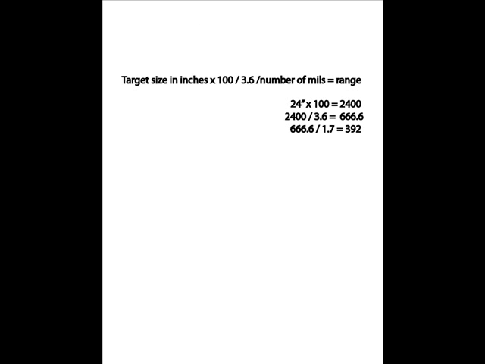At the top of your chart, you're going to notice this formula. Target size in inches times 100 divided by 3.6, which is the number of inches in a mil at 100 yards, divided by the number of mils equals your range. So you can use that formula to determine the distance of any target if you already know the size of that target. So let's try the formula for the last target.